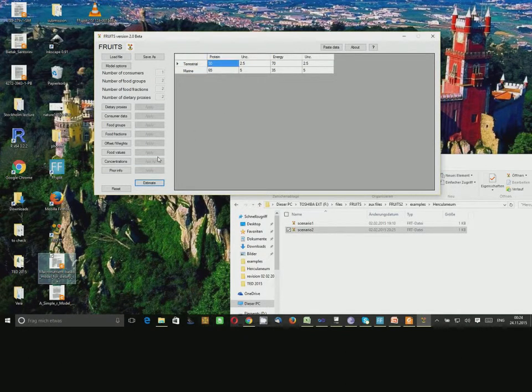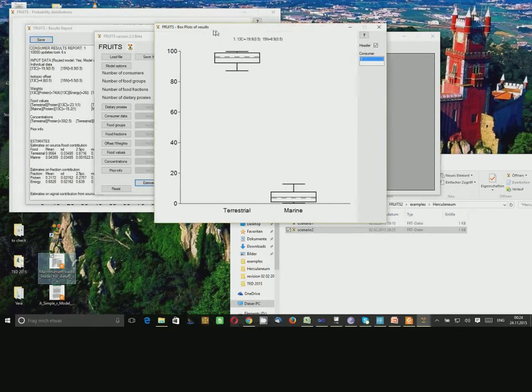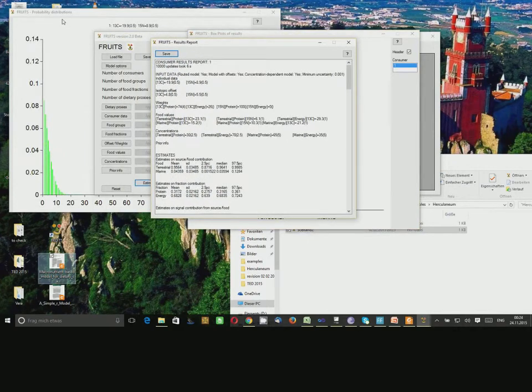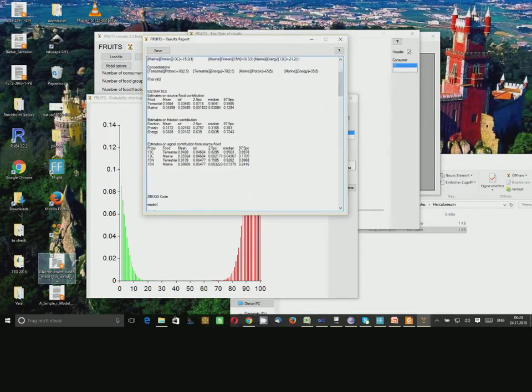And now we press estimate and give it a few seconds. There will be more information provided by this model. So this model informs us, again, the main estimates here, and they're actually quite similar to the previous one. So this is 96 plus minus 3 and 4 plus minus 3.